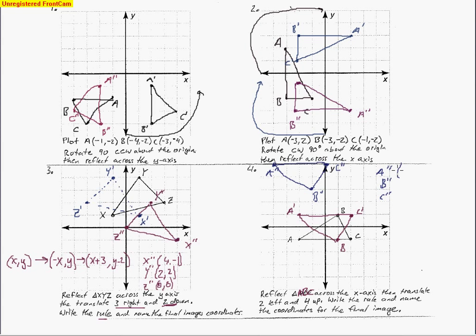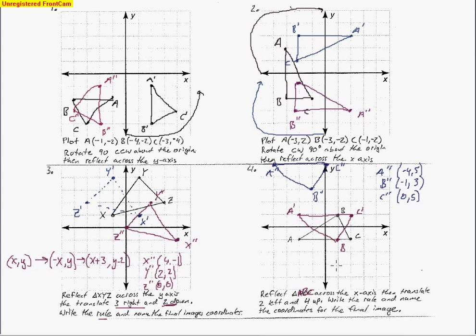And so it looks like A is 4 units left (1, 2, 3, 4 units left) and 5 units up. B is 1 unit left and 3 units up, and C looks to be 0 units left or right and 5 units up. 1, 2, 3, 4, 5, yes.